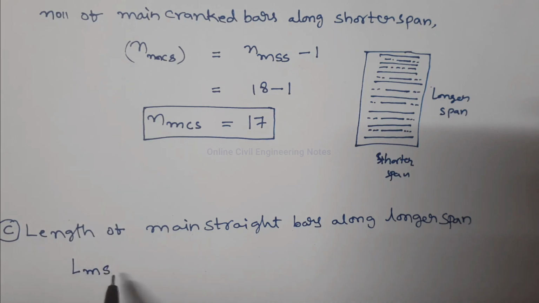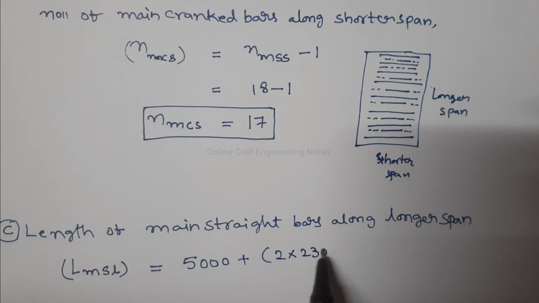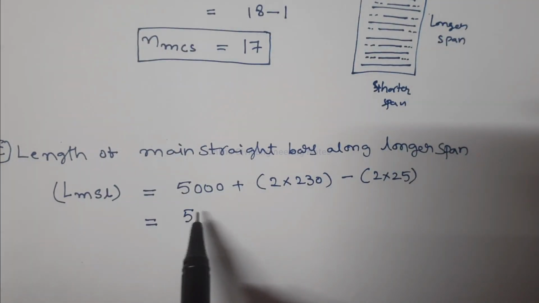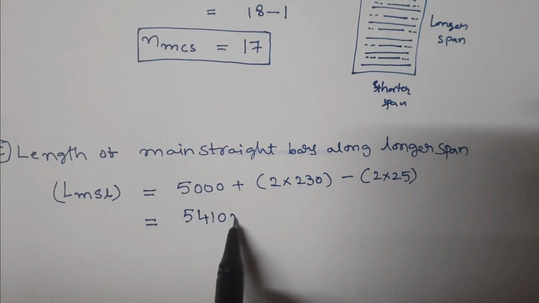Length of main straight bars along the longer span, LMSL, is equal to clear span in the longer direction plus 2 into bearing minus 2 into end cover in the longer span. Clear span is equal to 5000 plus 2 into bearing 230 minus 2 into end cover 25 mm, which is 5410 mm.